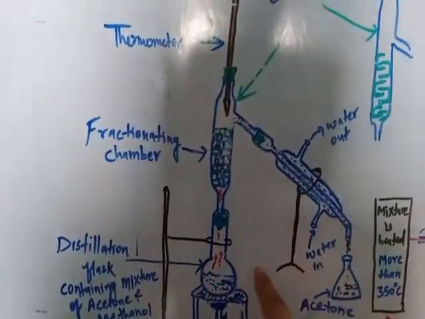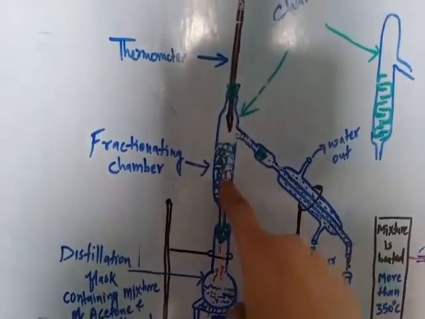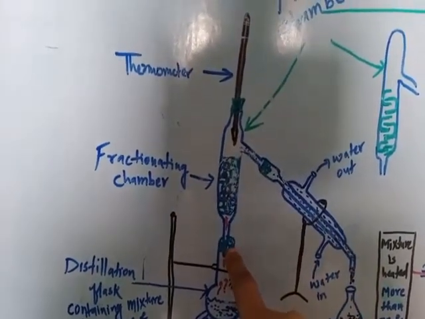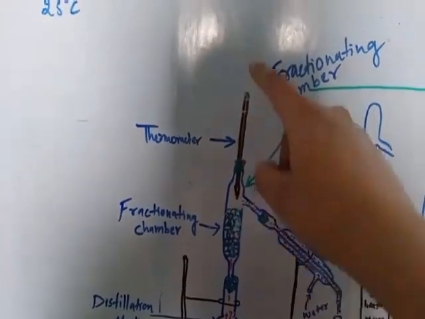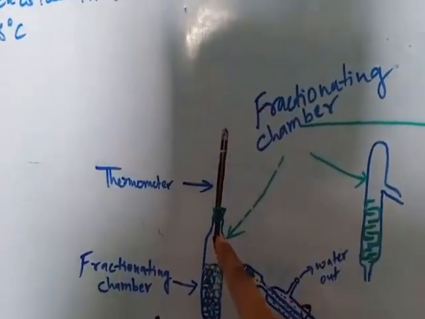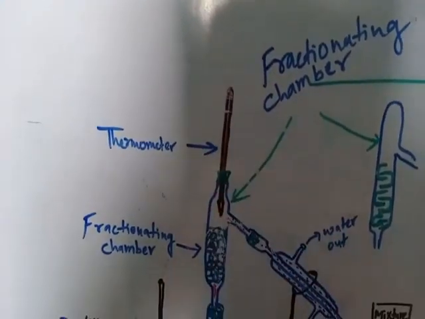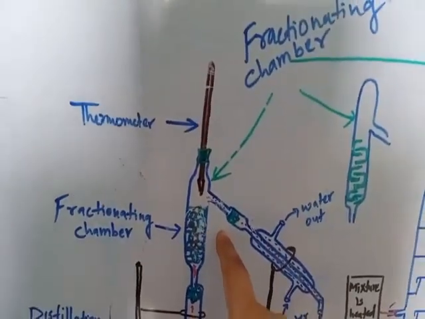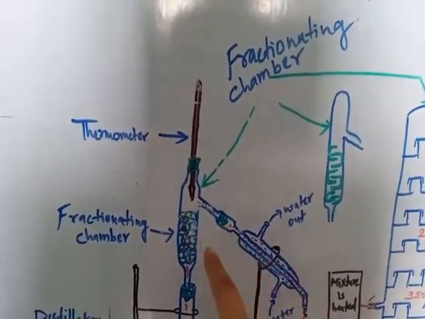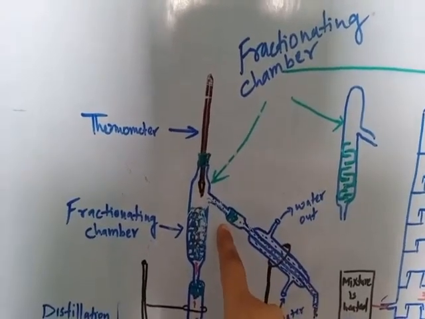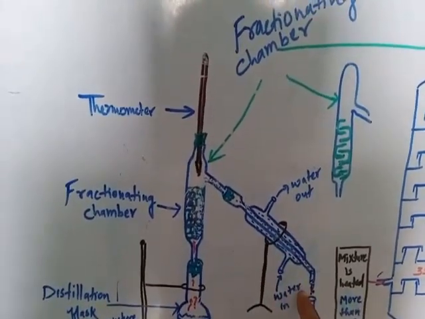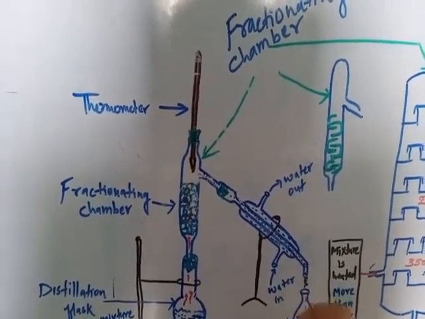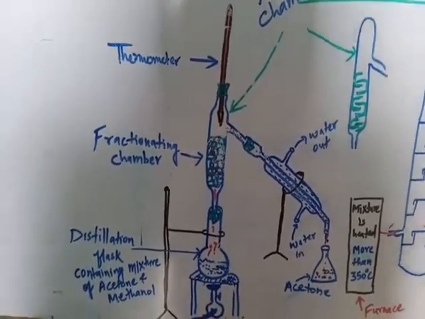So you can see here we have taken one distillation flask which is fixed with a fractionating chamber through one cork. To this fractionating chamber, we have put one thermometer to just watch and maintain the temperature of the system. And to this fractionating chamber, we have again fixed one water condenser through the cork. And to the mouth of the condenser, we have put one beaker to collect the liquid separated.